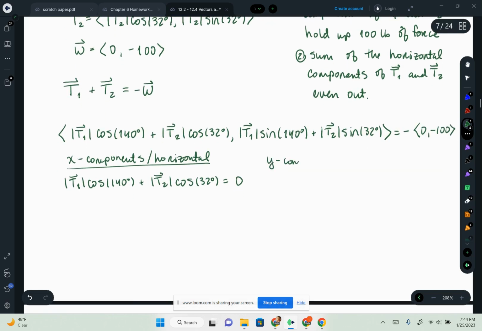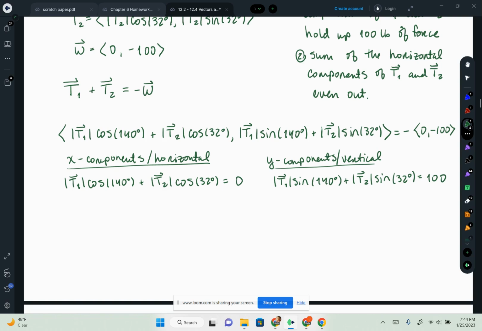The y components, also known as my vertical components, give me the magnitude of T1 times sine of 140 degrees plus the magnitude of T2 times sine of 32 degrees is equal to a positive 100 after we distribute that negative sign. And so this gives us two equations, and it looks like we have two unknowns. Those unknowns are the magnitudes of T1 and T2.